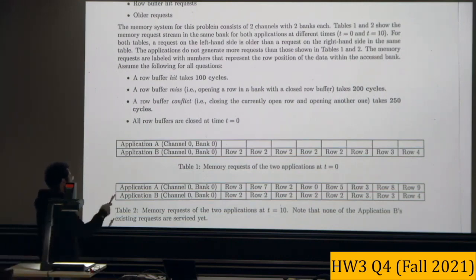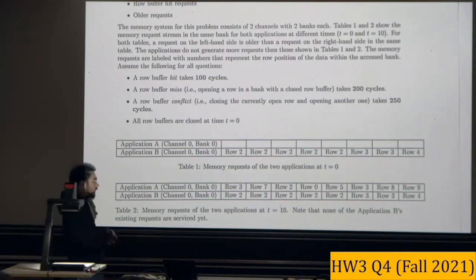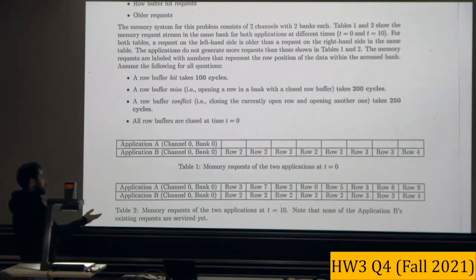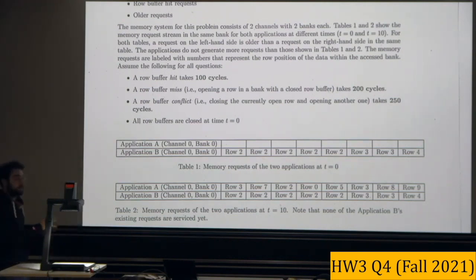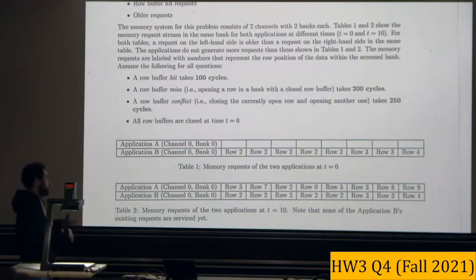As we see at t equals 0, we have application B, which means that application B is the oldest one. It already has its requests in the buffers. Then at t equals 10, all the requests from application A have arrived, but we haven't serviced any of them yet. Application B has not serviced any of its requests either.